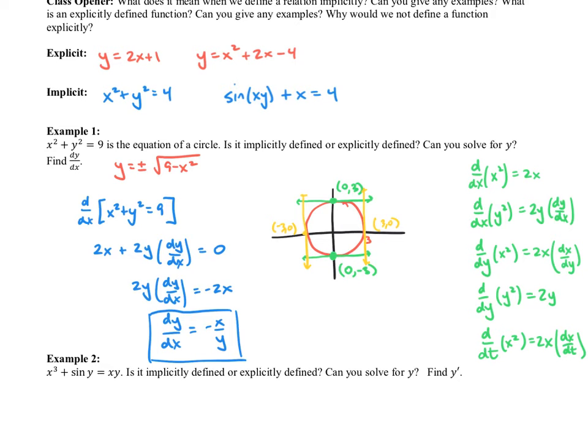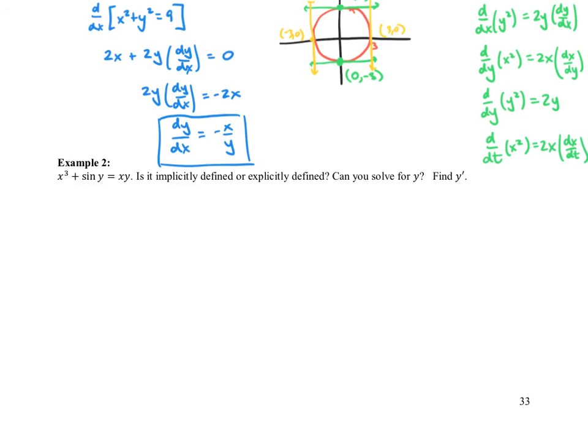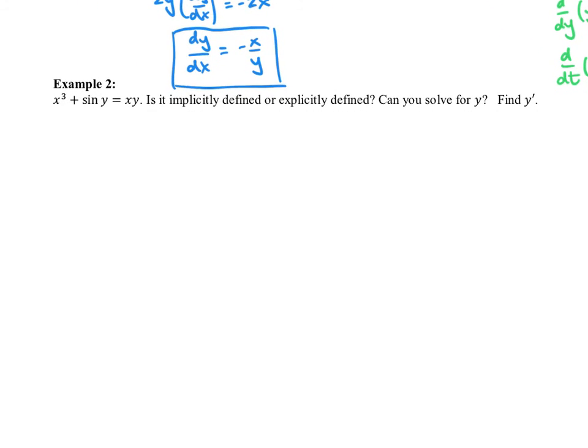Okay, let's go and try example 2. And again, all this stuff is review from AB, so if you want to pause and try this on your own and then check, you certainly can. We're going to find y prime. Now I'm going to write y prime as dy dx. I think this notation just is easier to manage.